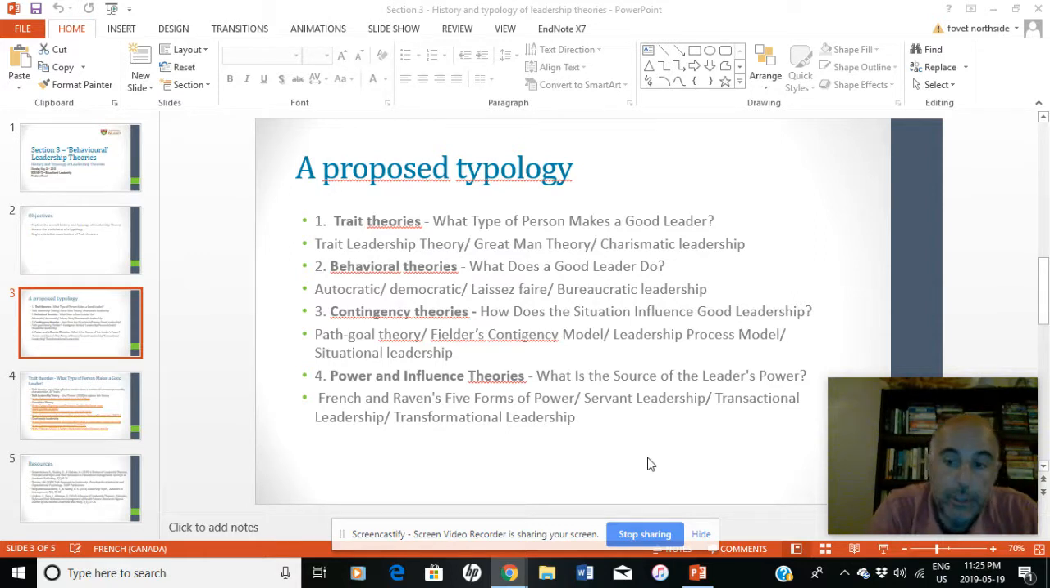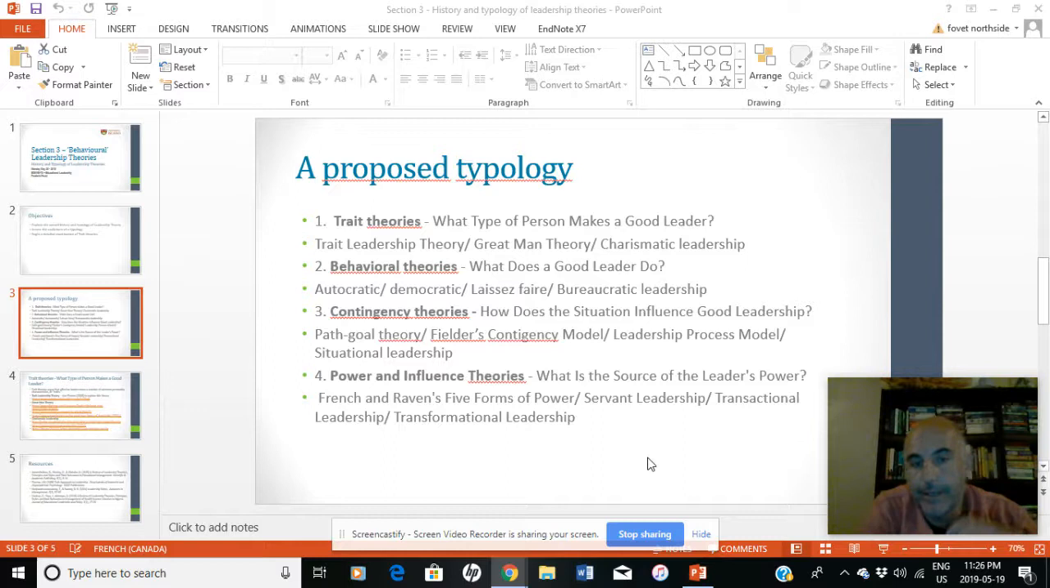The third category, this will be the next section, section 4 of the course. We will look at contingency theories. And really, if authors can be classified in that category, it's usually because we are answering the question, how does the situation influence good leadership? If we have an author that's trying to answer that question with their theory, it's normally a contingency theory.